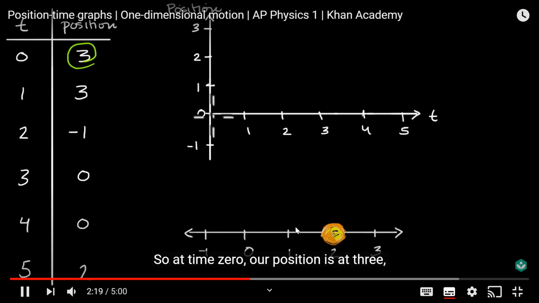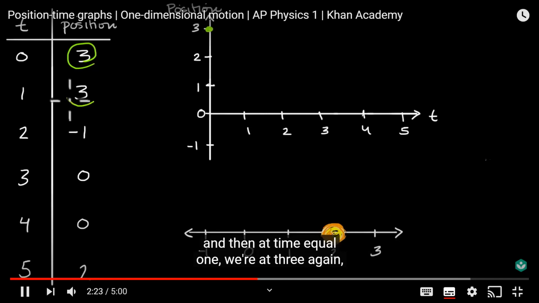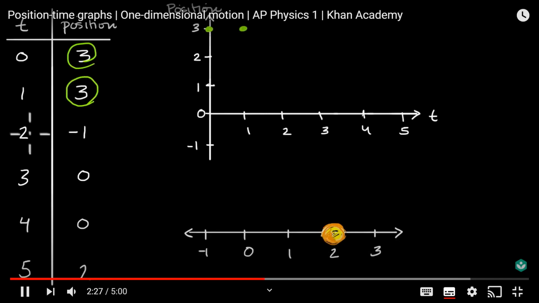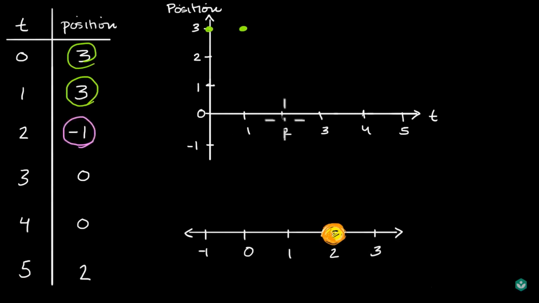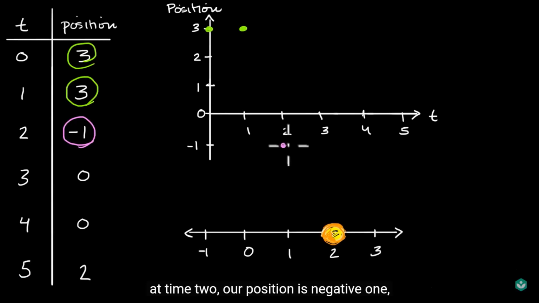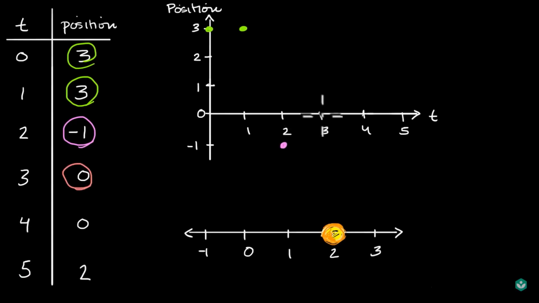So at time 0, our position is at 3. And then at time equal 1, we're at 3 again. At time 2, our position is -1. At time 3, our position is 0.